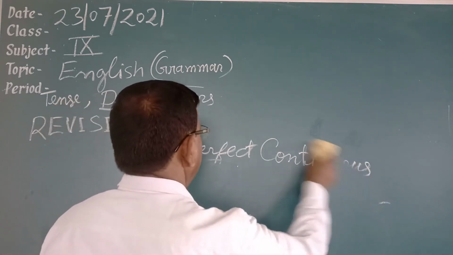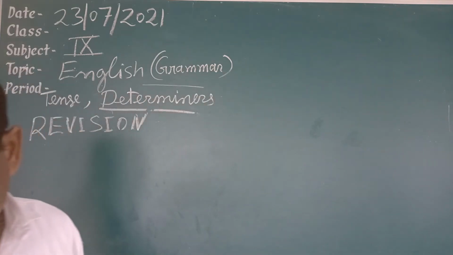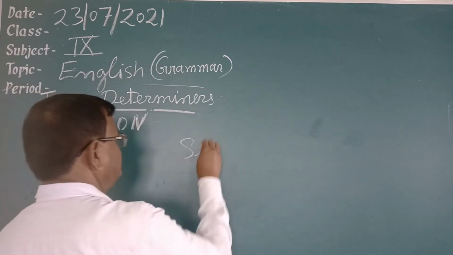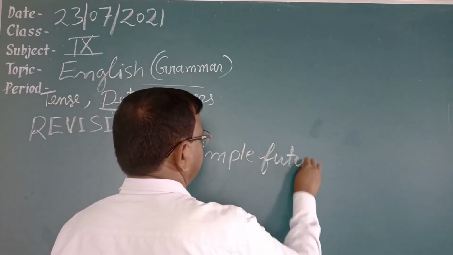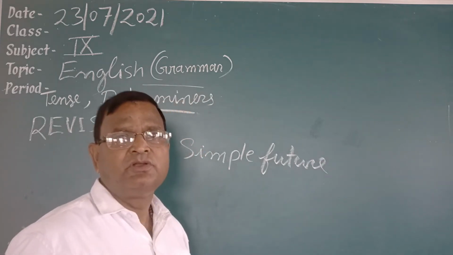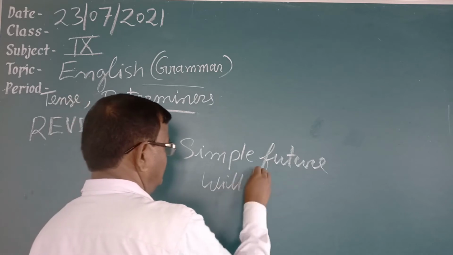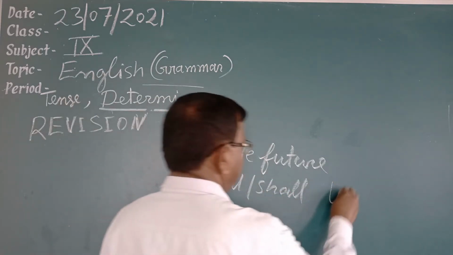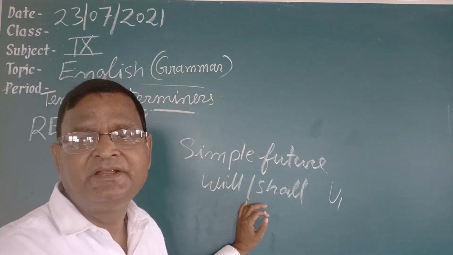Now see future tense. Students, I have told you that future tense has also been divided into 4 parts. First is simple future. In simple future, you have studied that there are 2 helping verbs, will and shall, and verb first form is used. Just like I shall go to school, you will write a letter.